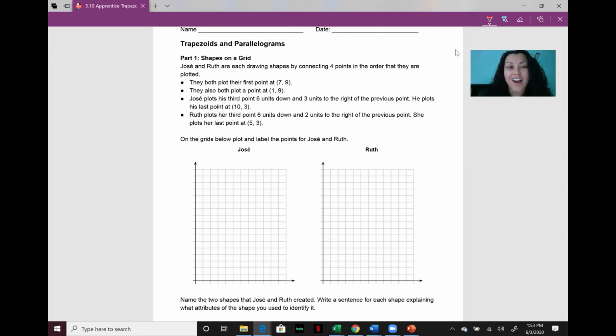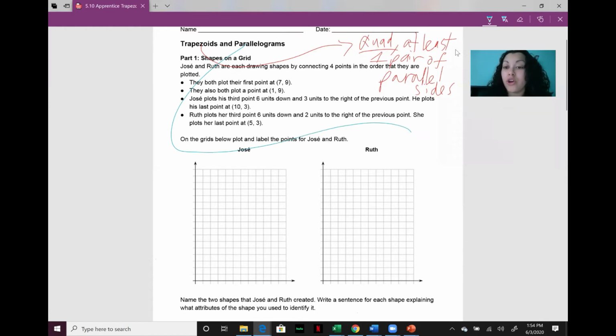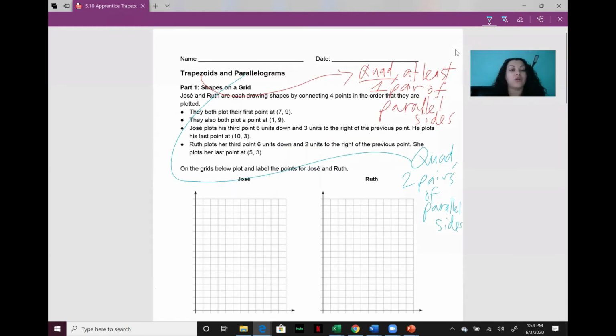So now we're going to work on the 510 apprentice task. So it's called trapezoids and parallelograms. So just before we start, let's define both. Again, in our vocab, we said trapezoids were quadrilaterals that had at least one pair of parallel sides. And we said that parallelograms were quadrilaterals as well, but they had two pairs of parallel sides. Now let's get into our questions.